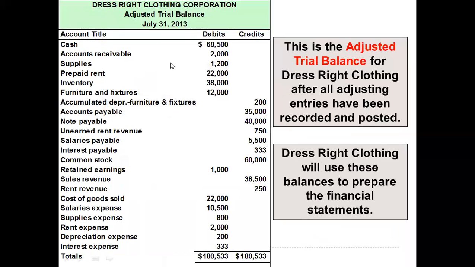Okay, so here's the adjusted trial balance. And again, the adjusted trial balance is all the accounts, the balances at the end of the period, in this case, July 31st. And the reason, again, that we do this adjusted trial balance is to make sure our debits equal our credits. From the adjusted trial balance, that's what we use to prepare the financial statements.